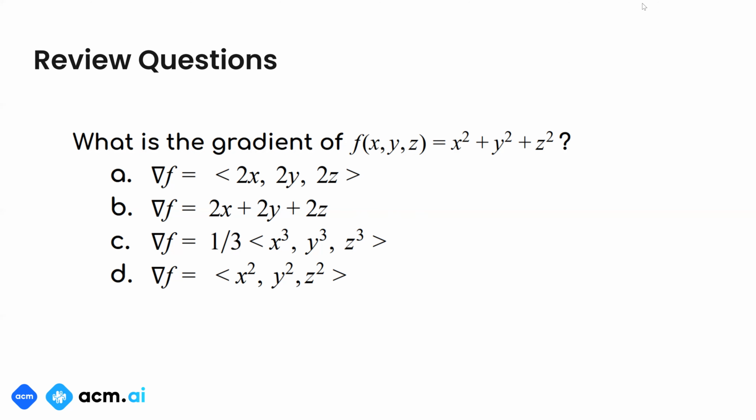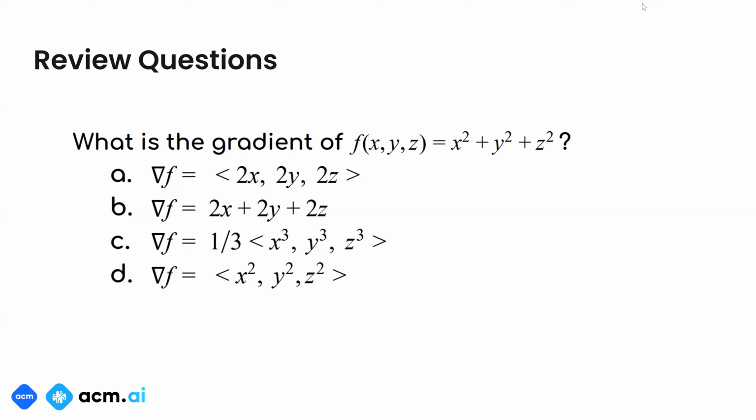All right, let's go through it real quick. Hopefully you got some time to think about it. Who thinks it's answer C? C, 1/3 x cubed, y cubed, z cubed. Any takers? All right, I see you're all smart here. That's awesome. Let's go with B, 2x plus 2y plus 2z.